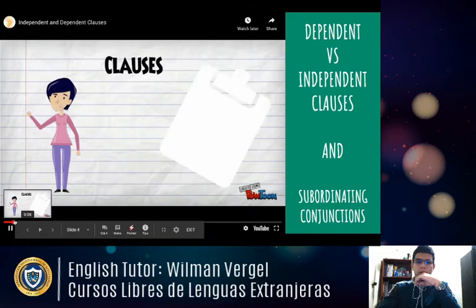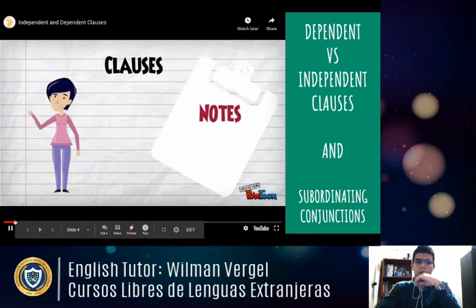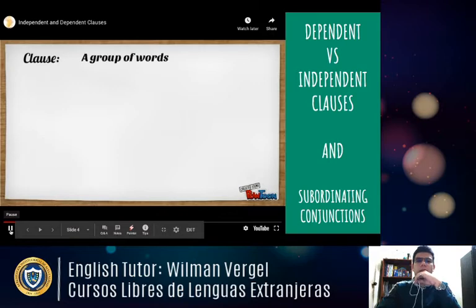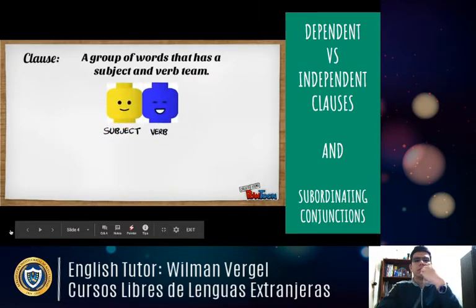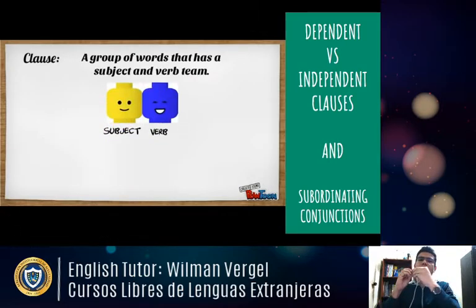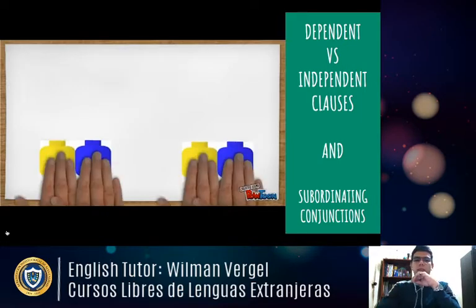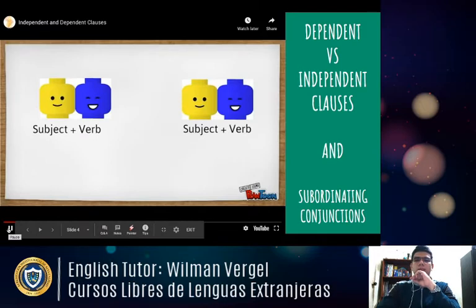Clauses. Be sure to have your notes in front of you to fill in as you go along. A clause is a group of words that has a subject and verb team. There are two kinds of clauses, independent and dependent. They both have subject and verb teams.